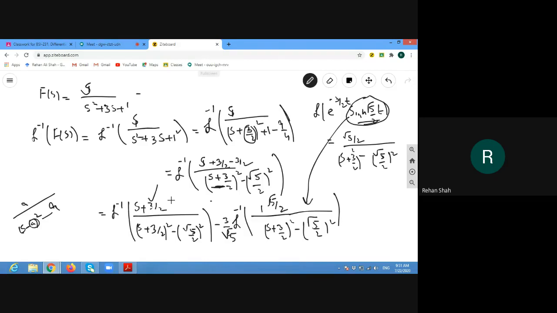What will this be the formula of? This will be e power -3/2 t cos hyperbolic, because on top it is s, s minus a, cos hyperbolic square root 5/2 t. And this one is -3/5 in its place, and the remaining formula is e power -3/2 t and sin hyperbolic square root 5 by square root 5/2 and 2t. Is it clear now?